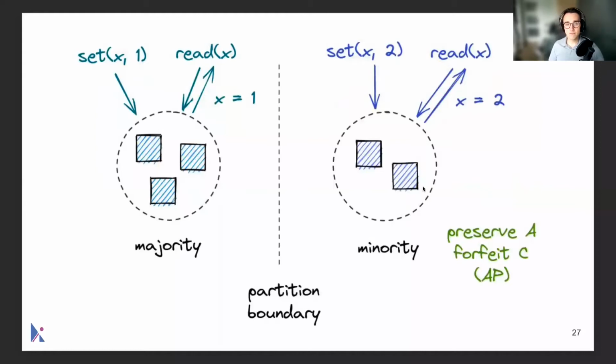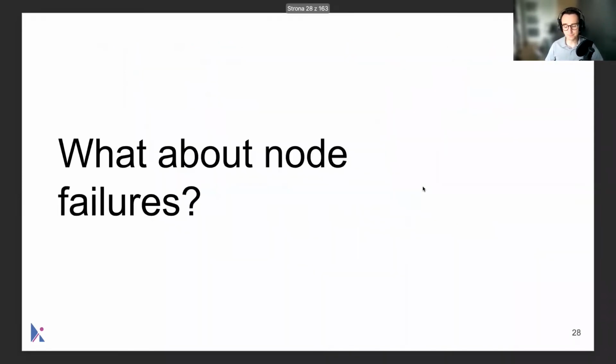Alternatively, we could say we don't care. Just accept all the reads and writes on both sides and handle inconsistencies later, somehow. But of course, such an approach is risky in terms of data conflicts. But in terms of availability, it's exactly what CAP A property was about. So we are accepting all the reads and writes that are happening. So that's how we end up with an AP system, so available and partition tolerant.